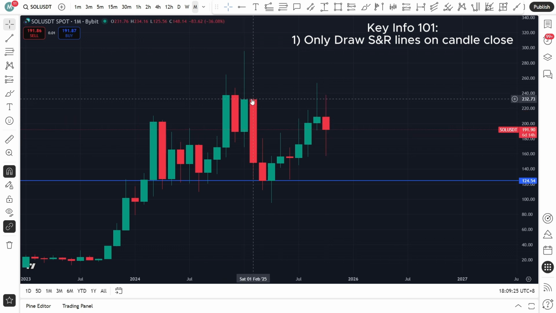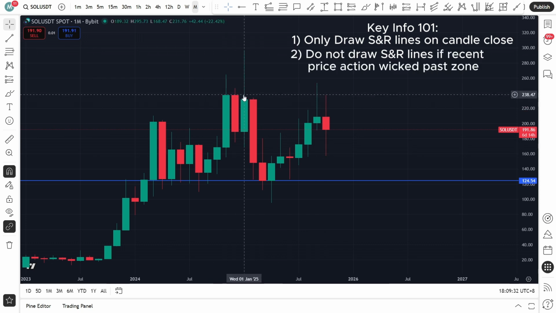Will I draw a resistance line here? Here's an important tip. If you see a long wick sticking out in front of a candle, don't draw your support or resistance line there, because that wick shows that the market has already grabbed liquidity in the area. In simple terms, the buy or sell orders around that level have already been triggered. Once that happens, the level becomes weaker and it's easier for price to break through the next time.